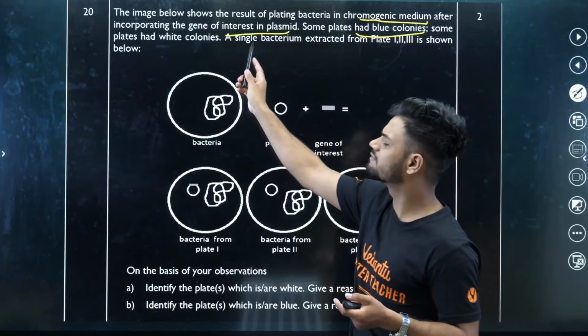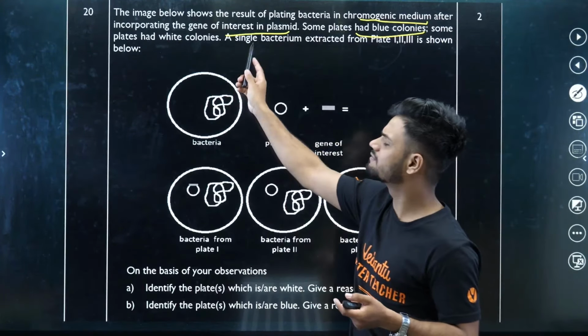Let's see the answer here. Plate number A. Yes, the beta-galactosidase enzyme is responsible for the blue colonies. The gene is inserted in the beta-galactosidase site of the plasmid, thereby causing insertional inactivation of the enzyme. So the enzyme has been completely inactivated here. So we'll get white colonies in plate number A. So no blue colonies.